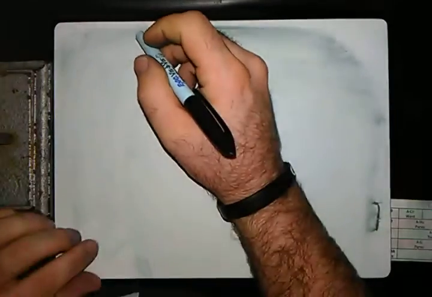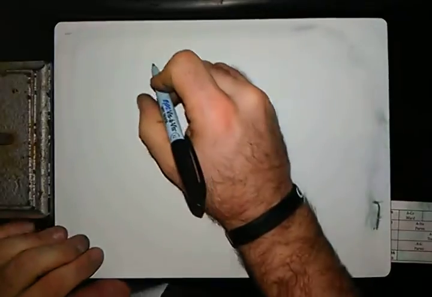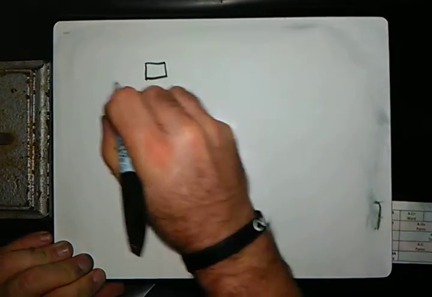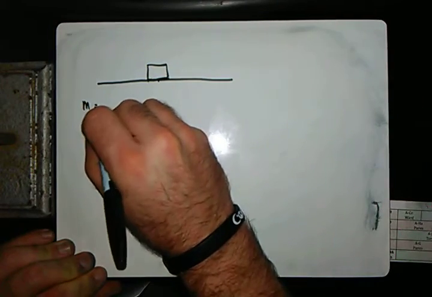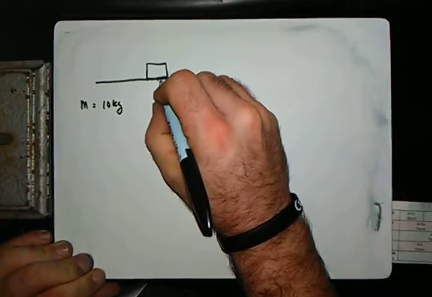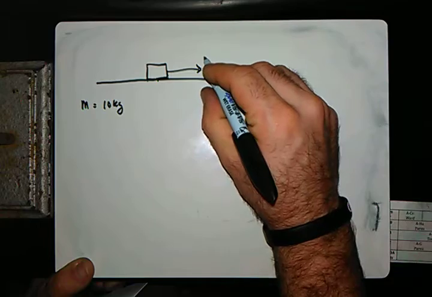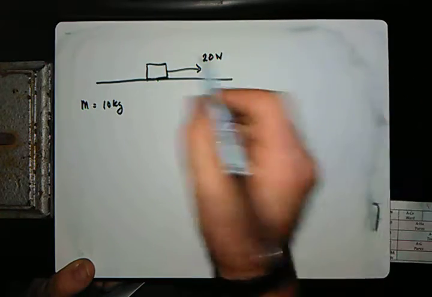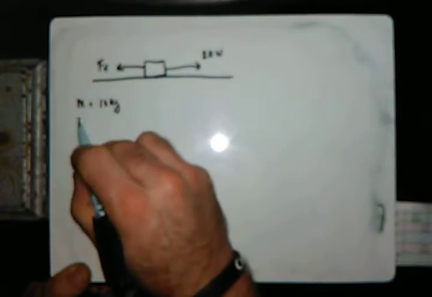Okay, so clean this up a little bit better. Okay, so now same situation. Let's draw the block here. I give you the mass of the block, 10 kilograms. Okay, we know the mass is 10 kilograms. I'm going to give you the applied force, we'll say 20 newtons. We're going to say that there is a frictional force. We don't know what it is.